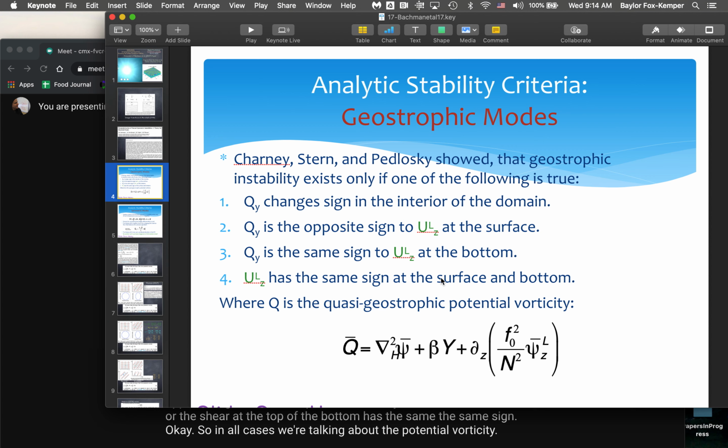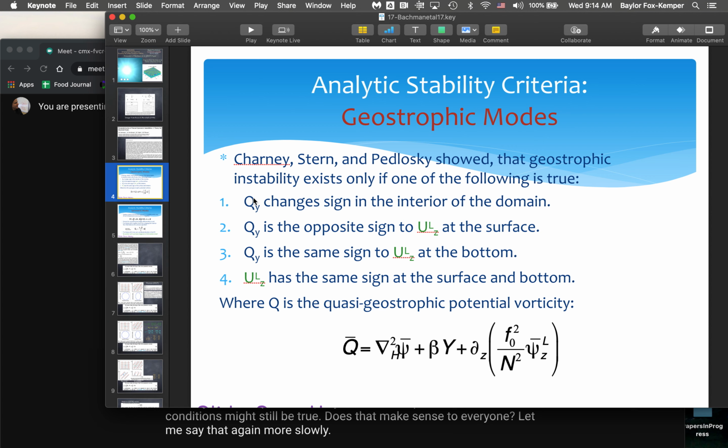So these kind of conditions are possible, but the first three talk about the sign of the potential vorticity gradient, but not the potential vorticity itself. The potential vorticity could be positive, and all of these conditions might still be true. Does that make sense to everyone? Let me say that again more slowly.